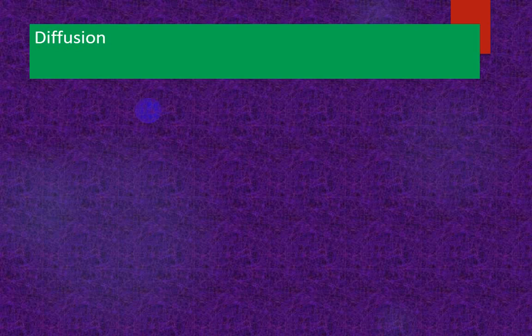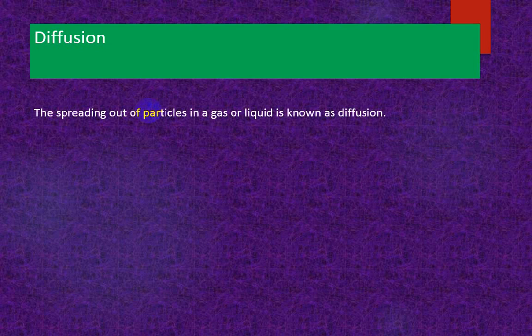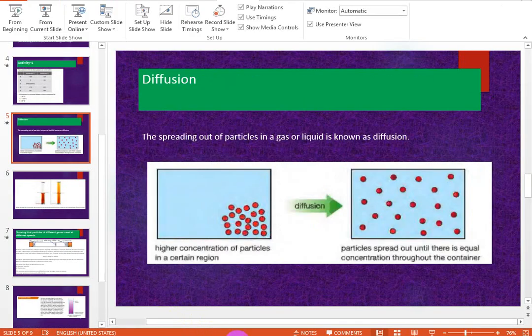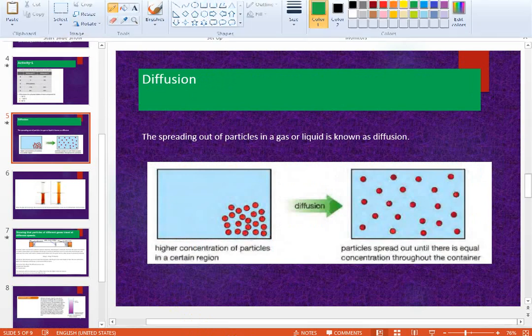diffusion. The spreading out of particles in a gas or liquid is known as diffusion. Particles move from a higher concentration to a lower concentration. Diffusion occurs in liquids and gases.